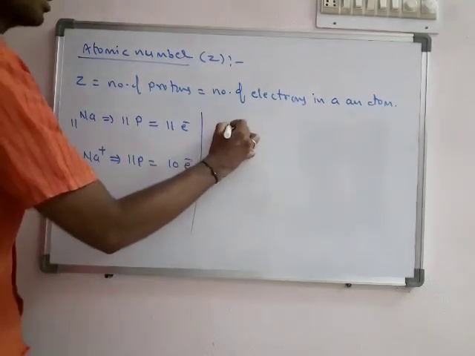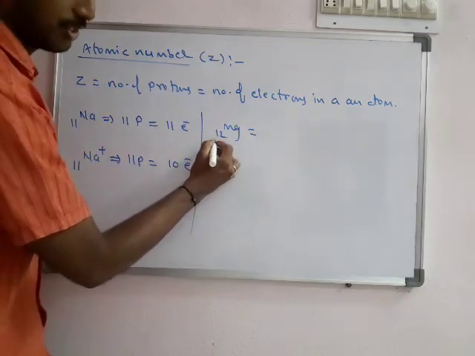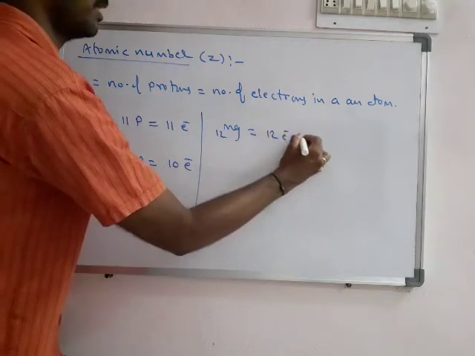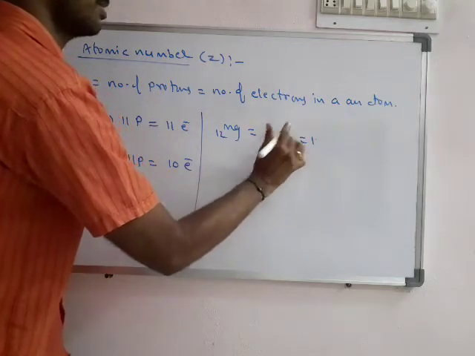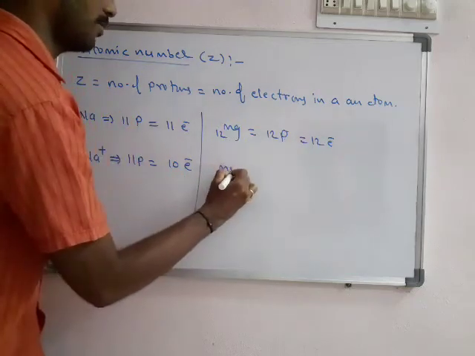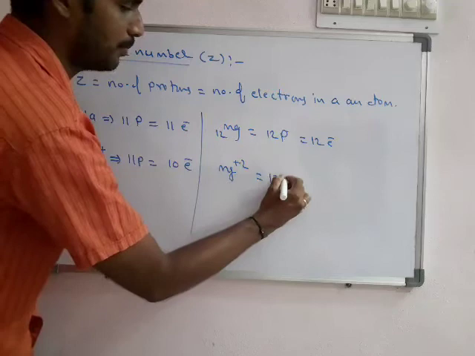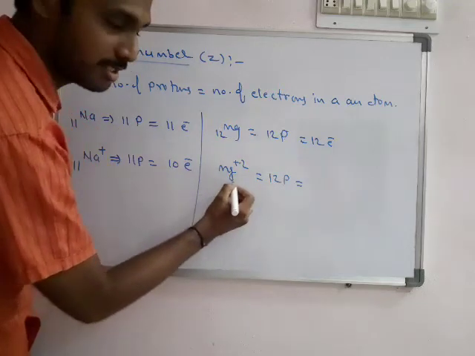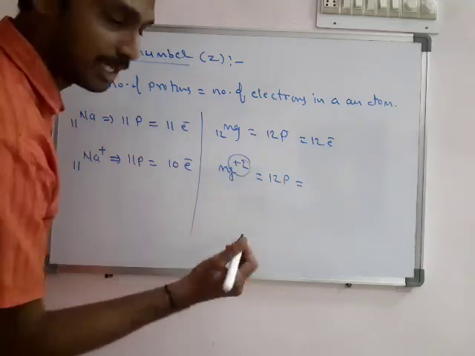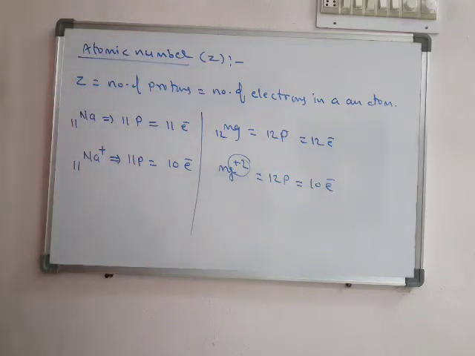For example, what is the number of electrons and protons in magnesium? Magnesium has 12 protons and 12 electrons. Then what about Mg plus 2? Mg plus 2 ion again has 12 protons. Then what about the electrons? Plus 2 is formed by losing electrons, so only 10 electrons are present. And there is also the possibility of gaining electrons.